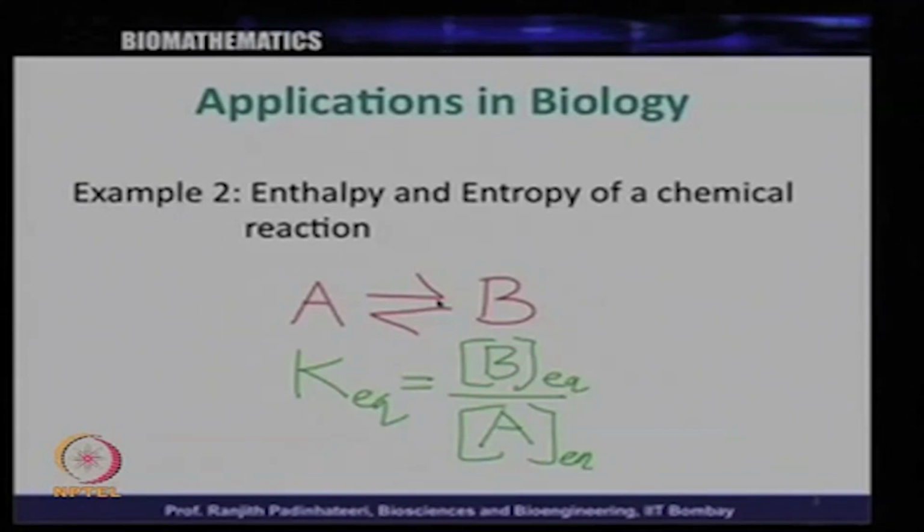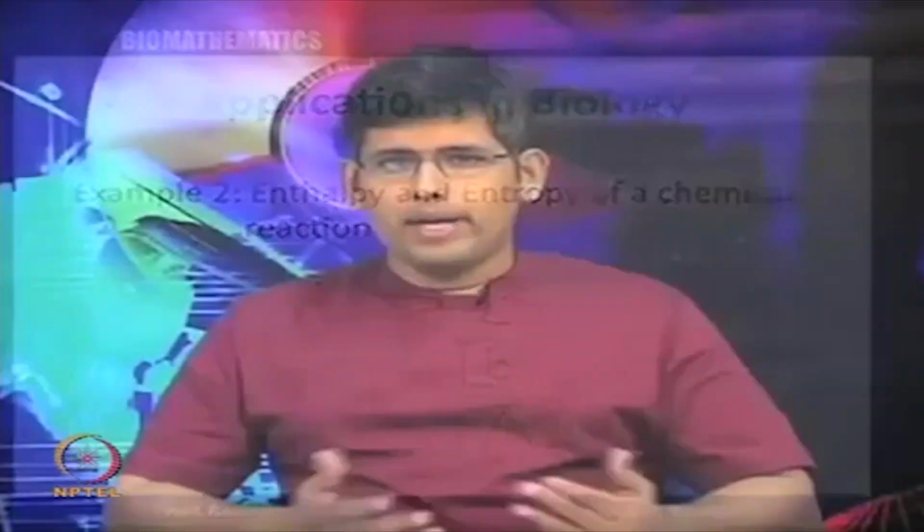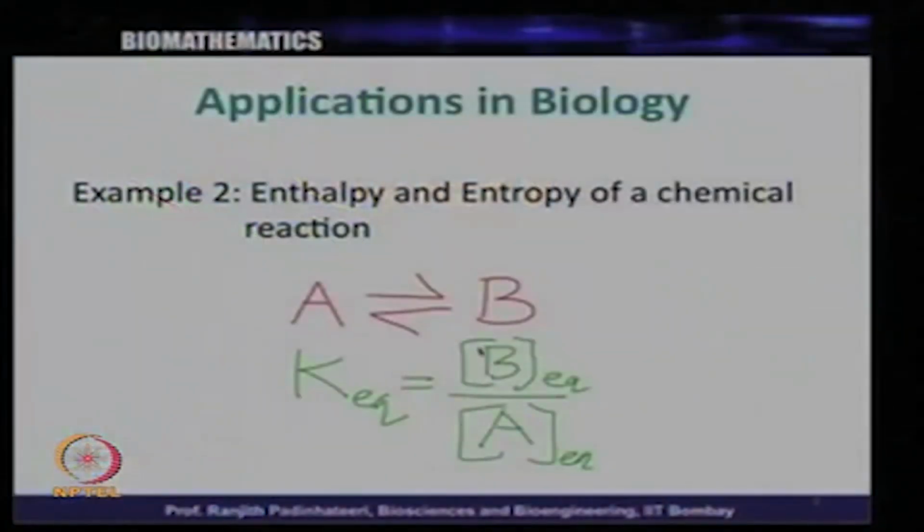And if you have any such reaction where A goes to B, then you all know that the equilibrium constant, K equilibrium, for such a reaction, as you see here, is equal to the concentration of B at equilibrium divided by the concentration of A at equilibrium.